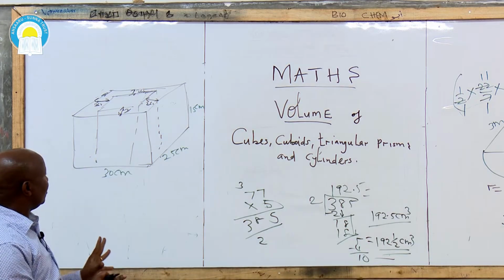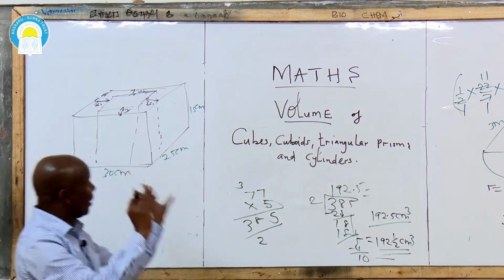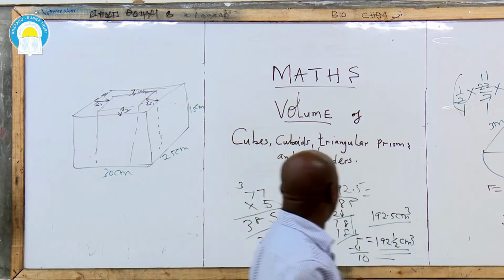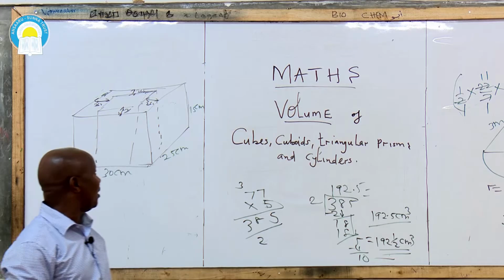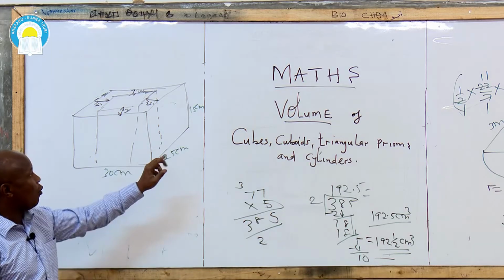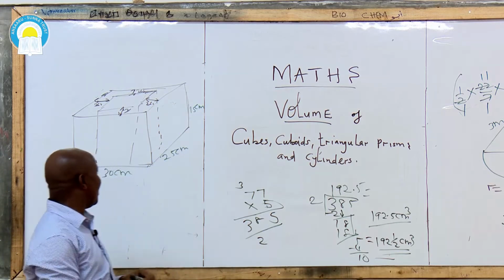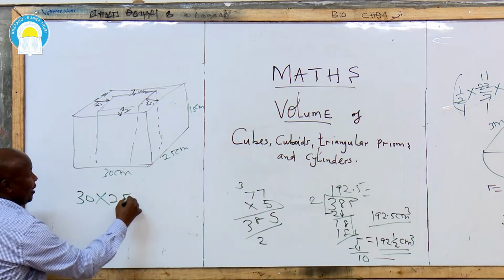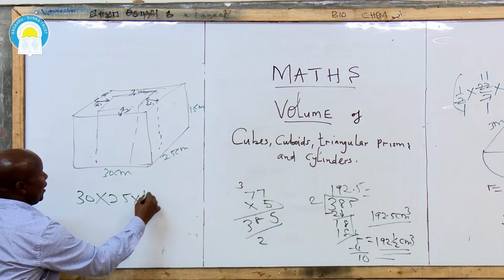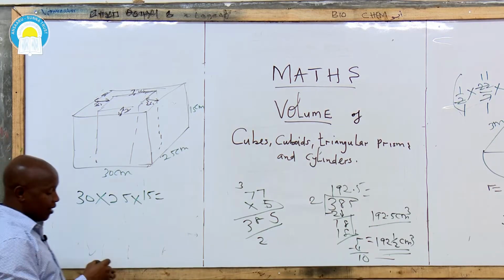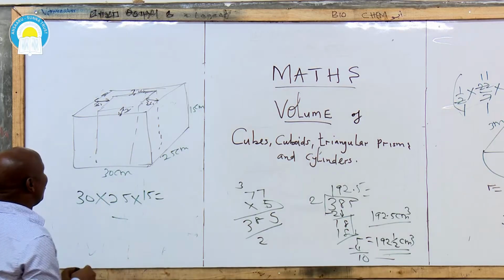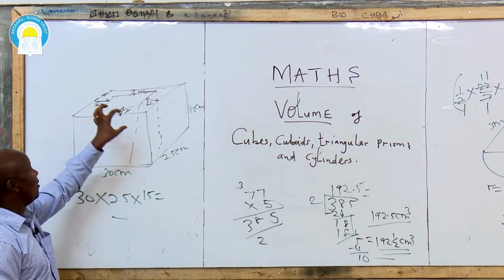Now, very simple. Get the volume of the big box, then subtract the volume of the hole. The volume of the big box is where we started: length multiplied by width multiplied by height. The length in our case is 30 centimeters multiplied by 25 centimeters multiplied by 15 centimeters. Here you get the volume of the big box, then you subtract the volume of the hole.